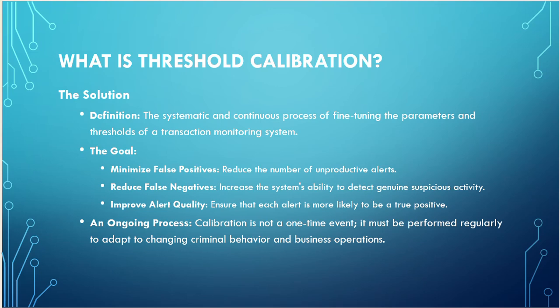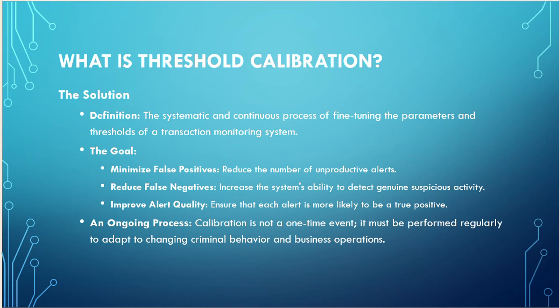The goal of that is to minimize the false positives, reduce the false negatives, and improve the alert quality. So minimize the false positives, reduce the number of unpredictable alerts, and reduce the false negatives. So increase the system's ability to detect even suspicious activity in the system, such as transactions done by criminals for illicit purposes or terrorist financing. So we need to increase the true positive alerts and minimize the false positive and false negative alerts in the system.